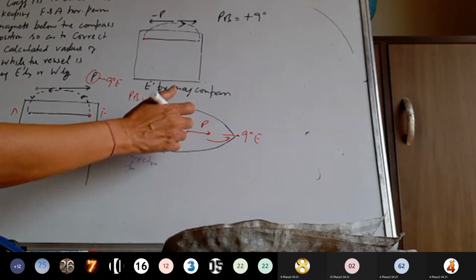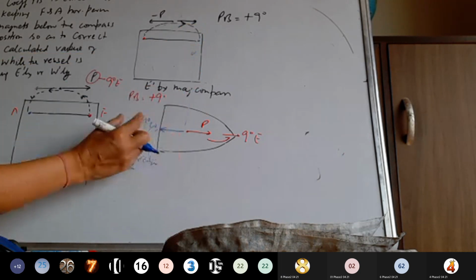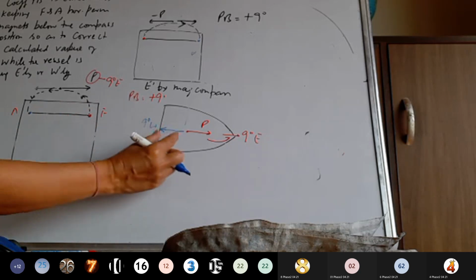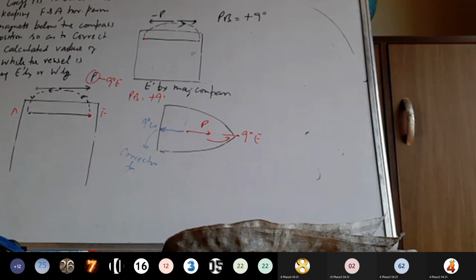So you can see your H is pointing in this direction. So as soon as you keep this magnet, this force will start acting in this direction. So will your magnetic compass deflect? Yes. When you keep this magnet, this force starts acting in this direction. Will your magnetic compass deflect? Yes, sir. So we knew the magnetic compass reading or magnetic compass course before keeping these magnets.